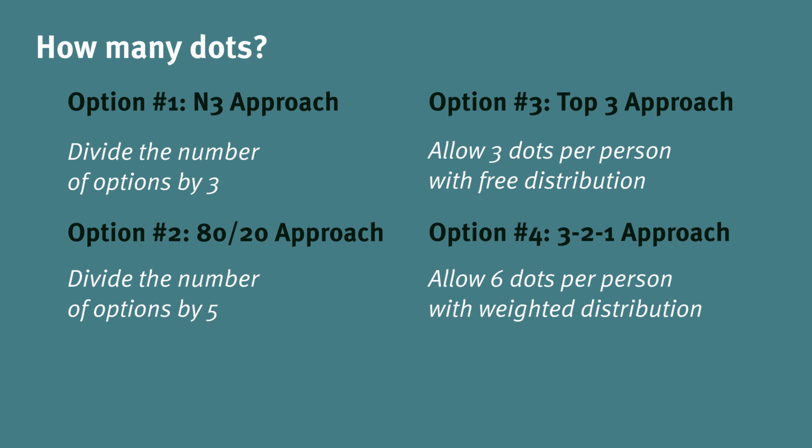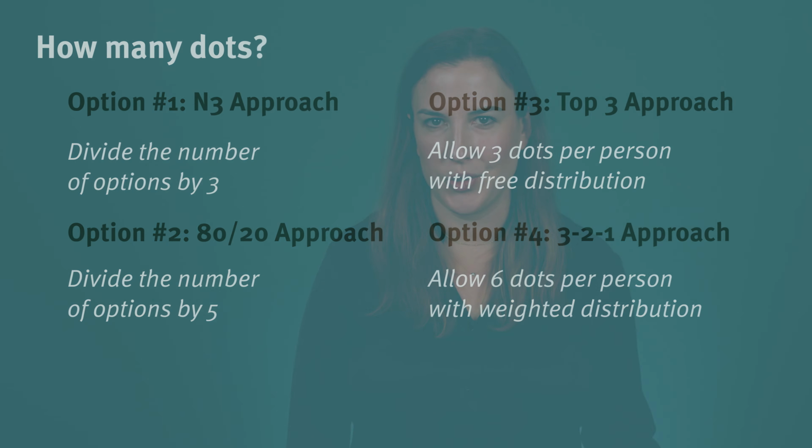Here, each person gets 6 dots, but they don't have the same freedom in distribution. We direct them to put 3 dots on the most important item, 2 on the second most important item, and 1 on the third most important item. With the top 3 approach, it's sometimes hard to tell if prioritized items represent broad general alignment because a lot of people have given a dot to something, or a really passionate minority where maybe 1 or 2 people gave all of their dots to one item. The 3-2-1 approach can mitigate that issue.